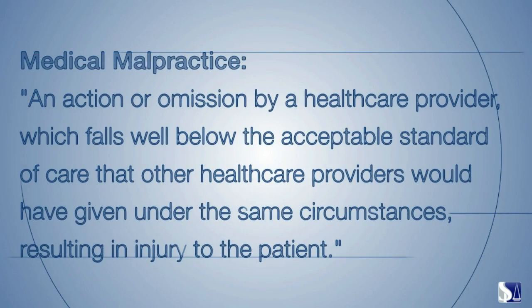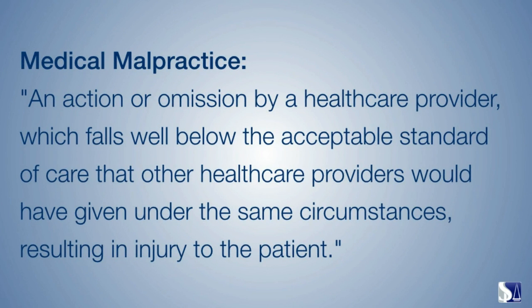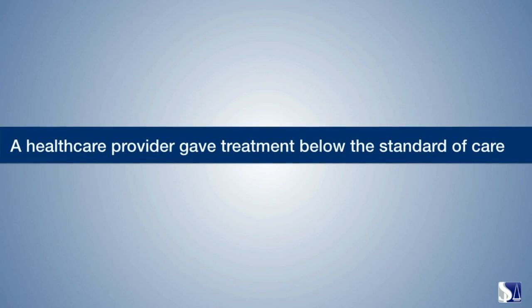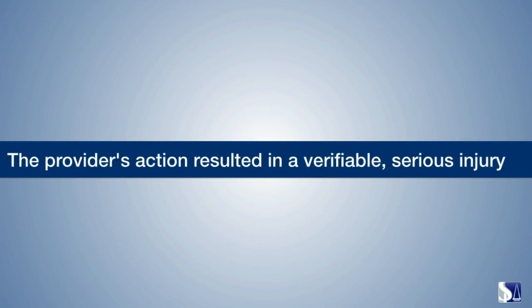Medical malpractice is an action or omission by a healthcare provider which falls well below the acceptable standard of care that other healthcare providers would have given under the same circumstances, resulting in injury to the patient. Now, two conditions must exist for a valid medical malpractice case. 1. A healthcare provider provided treatment below the medical standard of care. And 2. The provider's action or inaction resulted in verifiable, serious injury.